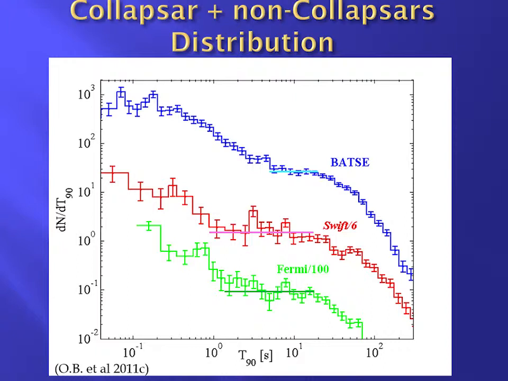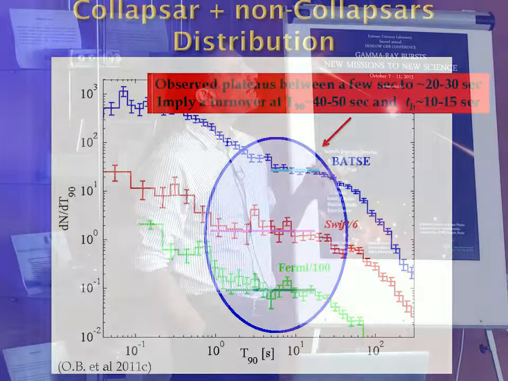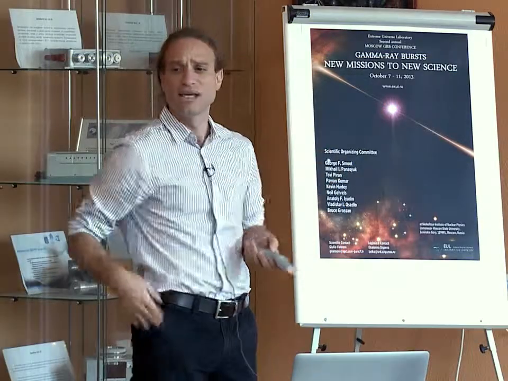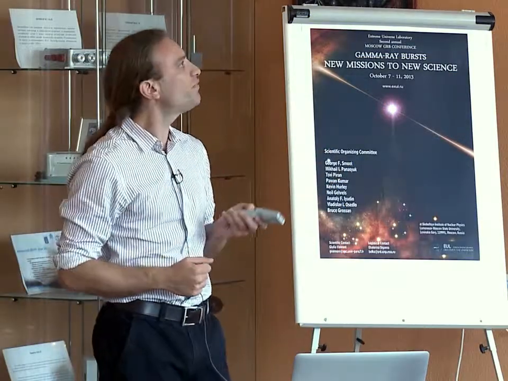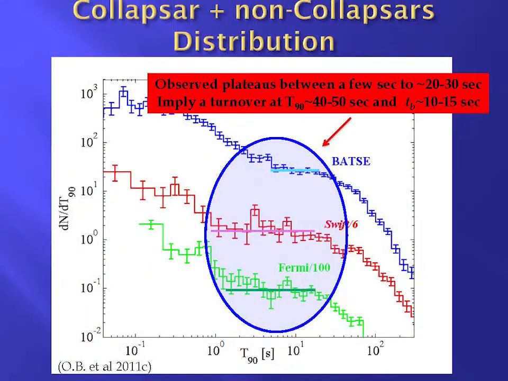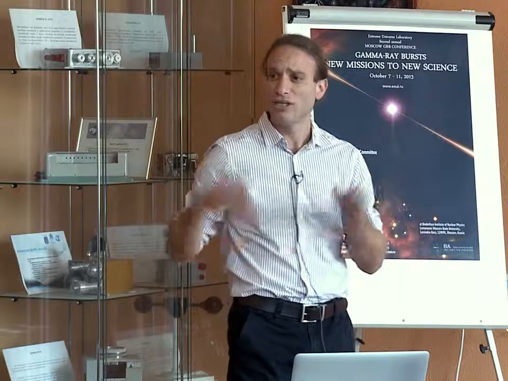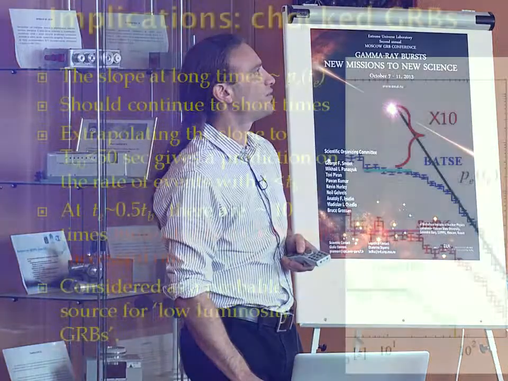I'm going to address the lower part of the plateau soon. But the main thing here is that we observe a plateau between a few seconds to about 20 to 30 seconds, and this implies a turnover at T90 of about 40 to 50 seconds. Now, deredshift that, and you will get that the typical breakout time from this expectation lies at about 10 to 15 seconds. So these are the breakout times of the jet from the alleged star that surrounds it.